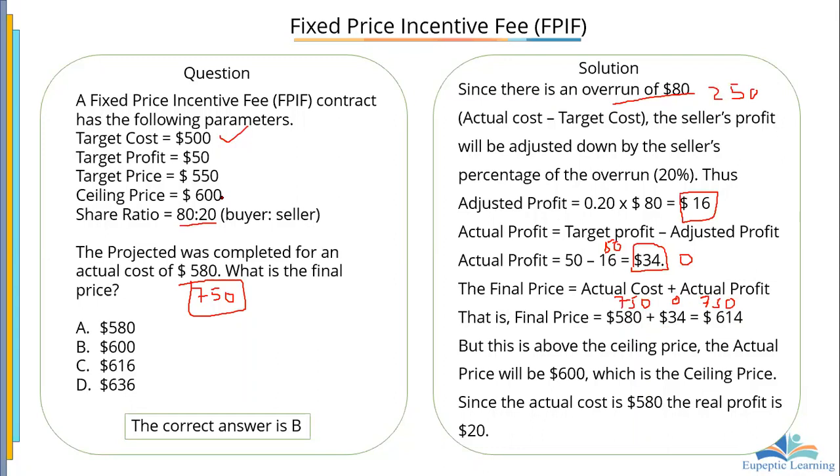Then we come to our ceiling price. What is the ceiling price? The ceiling price is 600. And so the person says that, no, I cannot pay this 750. I can only pay what? 600.